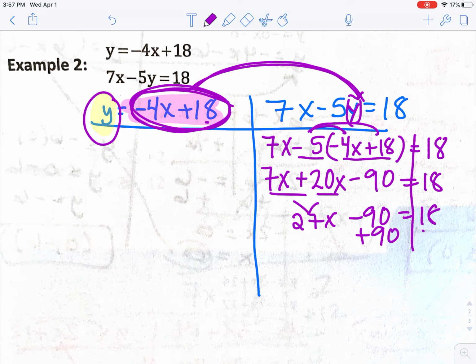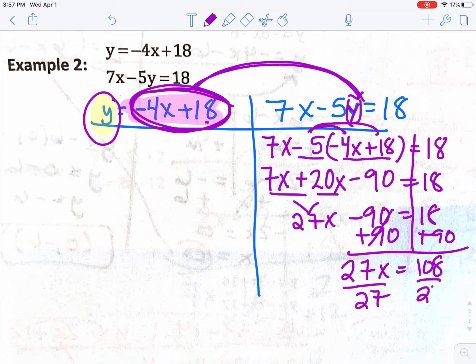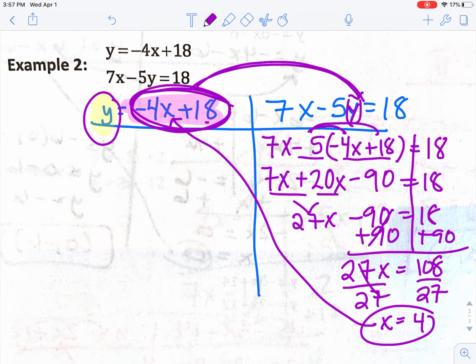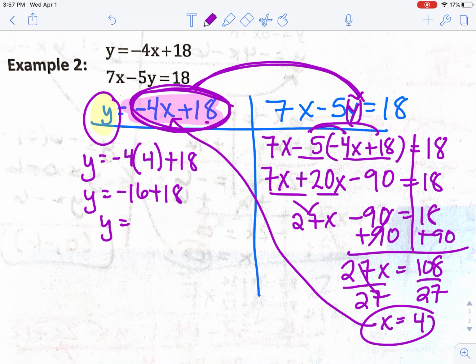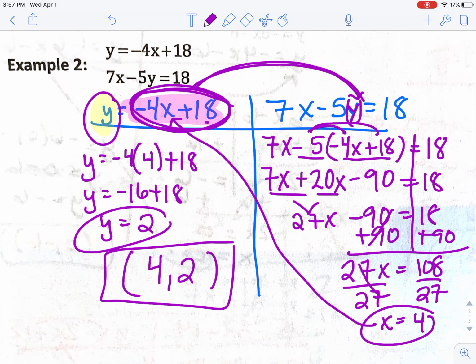And I move stuff around. And I get 27x equals 108. And 108 divided by 27, x equals 4. And then I got to take that x equals 4. I'm not done. I got to plug it in over here for x. So now I'll have y equals negative 4 times 4 plus 18. And I'll get y equals 2. Don't forget to write your final answer with the ordered pair. X always goes first, so that's why I put the 4 first. Y goes second, so that's why 2 is second.